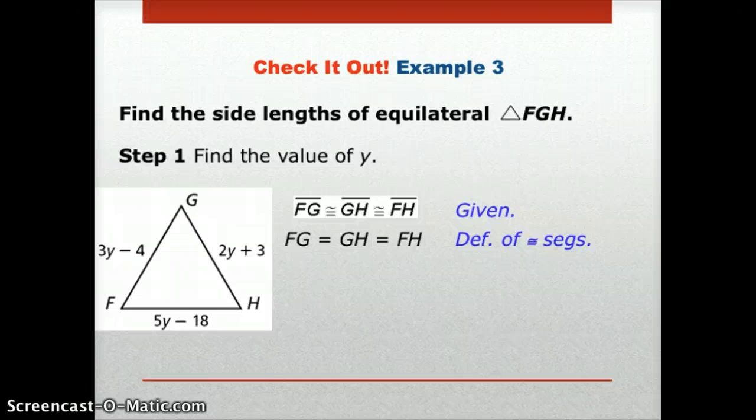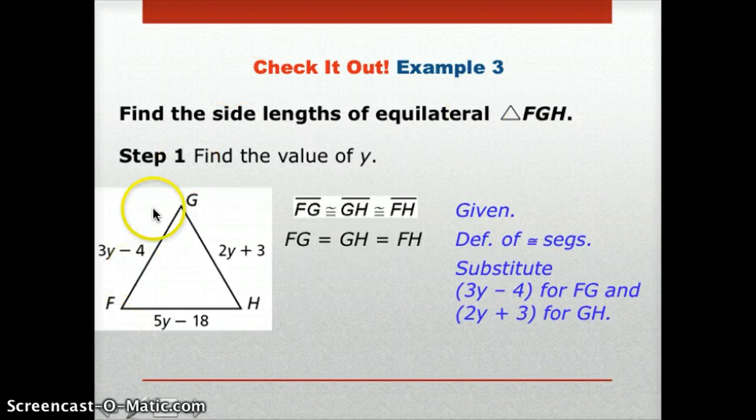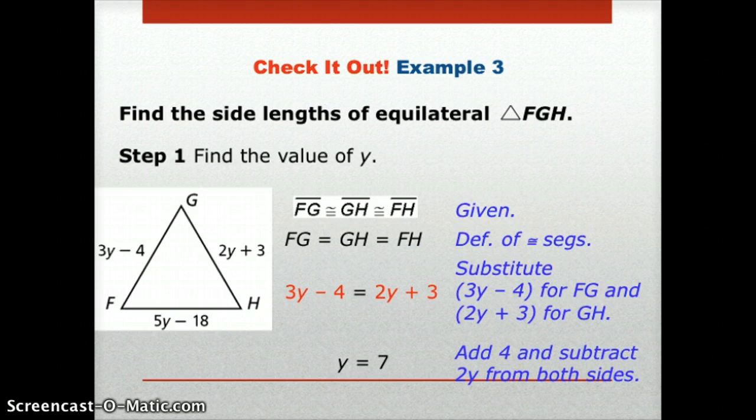And now if I just pick two, you could pick any two, but we'll pick FG and GH, and I plug those measures in. We're going to say 3y minus 4 equals 2y plus 3. So I'll subtract 2y from both sides, and then I'll add 4 to both sides, and I get that y is 7. Once again, it doesn't say just to solve for x, it says to find the side lengths.